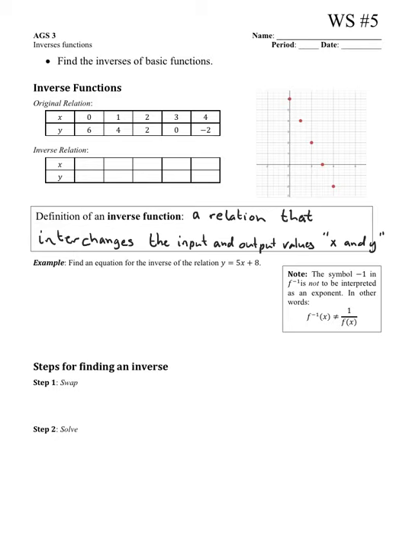So the way we'd represent that on a table, for example, like we have this original relation here. It says x is 0, 1, 2, 3, and 4, and y is 6, 4, 2, 0, -2. The inverse relation to that would simply be to switch the x and y values. So the x value was 0 and the y value was 6. Now the x value is 6 and the y value is 0. We're just switching the x and y values. The x value was 1 and the y was 4. Now the x is 4 and the y is 1.